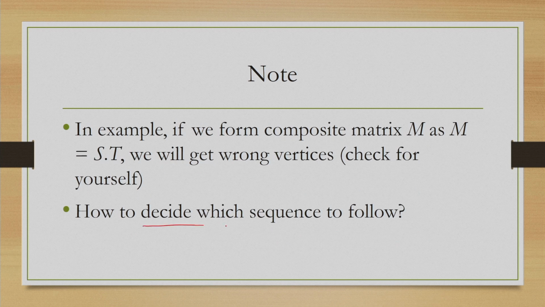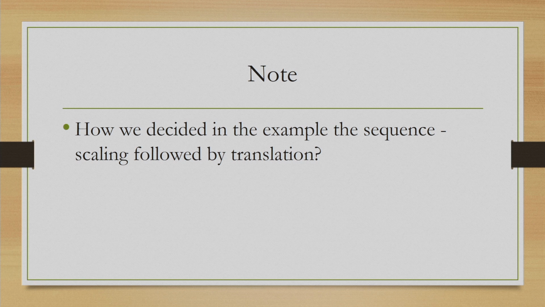So, how to decide which sequence to follow? Earlier we simply said that first we will apply scaling and then we will follow with translation. On the basis of what did we make that decision? Let us try to understand the example again, where we decided that scaling should be followed by translation. So, what was there in the example that indicated that this should be the sequence?